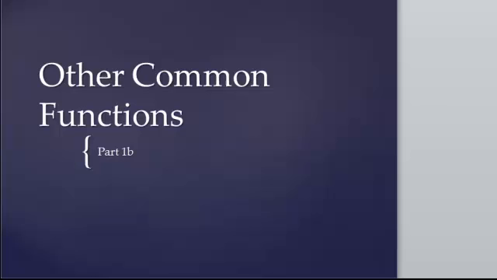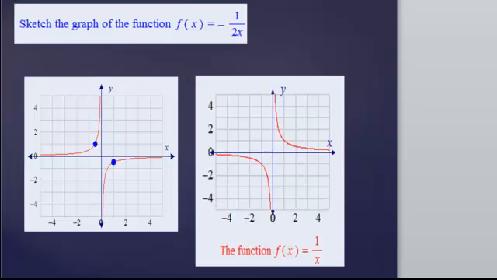So this is the second part of other common functions. Sketch the graph of the function f of x equals negative 1 over 2x. What I would like for you to do is recall this function, 1 over x. It looks something like this. Well, because of this negative, this graph will reflect over the x-axis. That's why it's going this direction instead of this direction. So it's reflected over the x-axis.